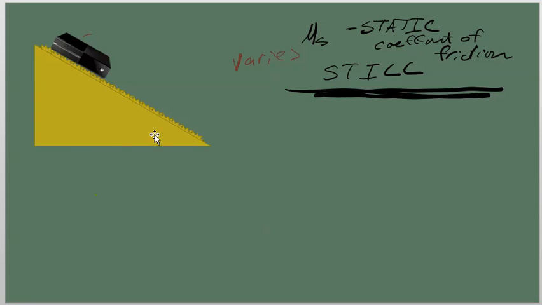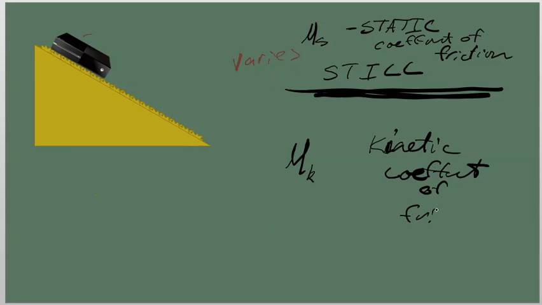Now your kinetic friction, that is the other one. That would be mu sub k. I usually do a little cursive k. That is kinetic, K-I-N-E-T-I-C, the kinetic coefficient of friction. It's going to be moving. And if you think about this, once it starts accelerating down the slide, you've got pretty much the same frictional force. So this one is constant.